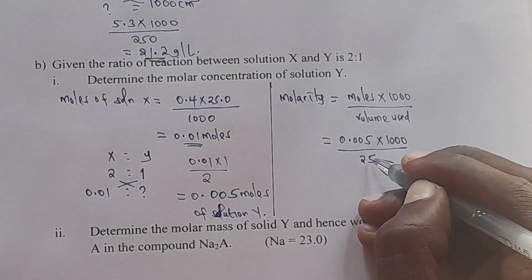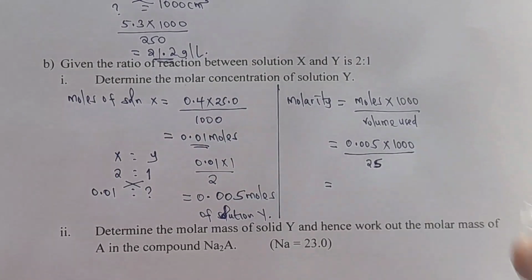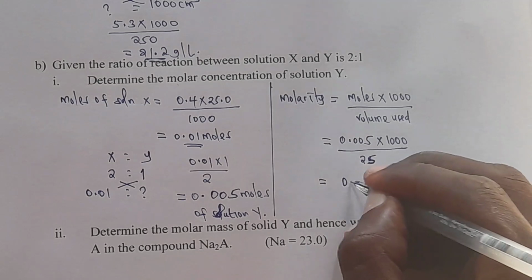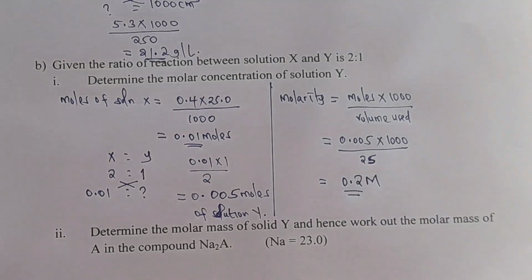Remember, the volume of solution Y was in the bit, and you are told place 25 centimeter cube of solution Y. That's what we are told. So here we are going to get the molarity as 0.2 M, capital letter M. So we have gotten the molar concentration of solution Y.